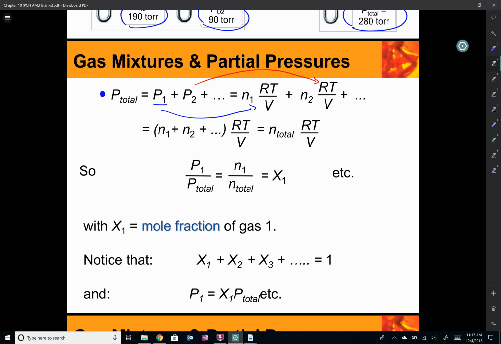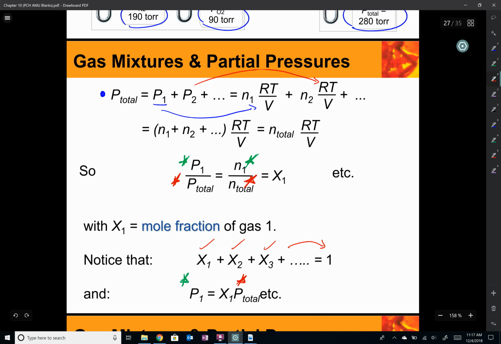A mole fraction, which is just the individual pressure divided by the total pressure, which is equivalent to the individual moles divided by the total moles. That is equal to a fraction. And if we add our individual fractions, we should add up to be 1. Therefore, what we can say is that the individual pressure, P1, is equal to some kind of fraction of the total pressure, some kind of percentage.